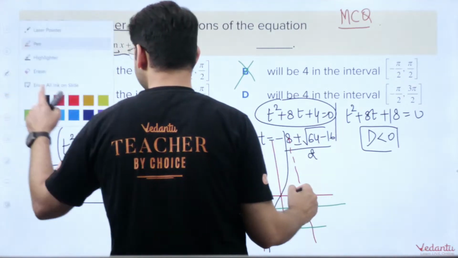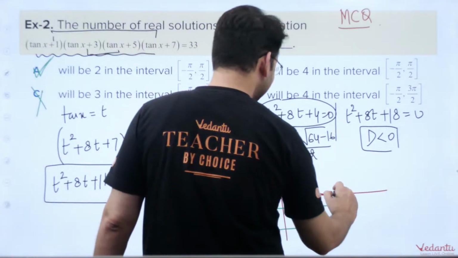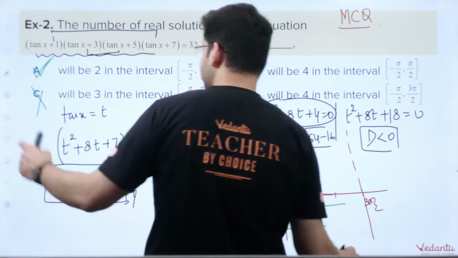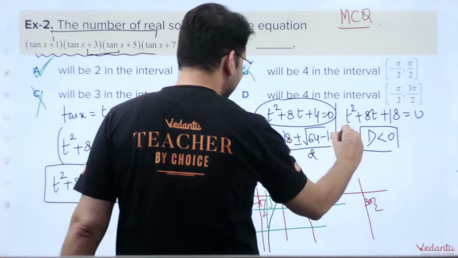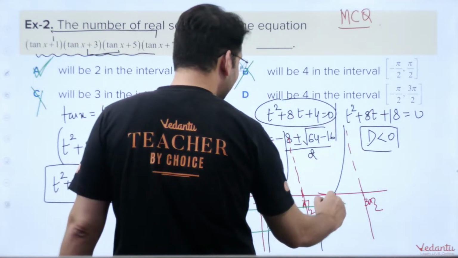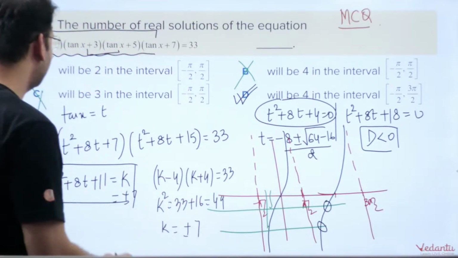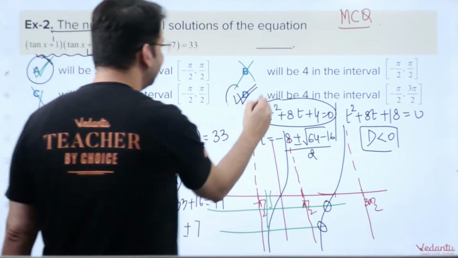Now if I extend this graph, this is going to be pi, this is going to be 3 pi by 2. So after 3 pi by 2, there is going to be one more curve of tan x. So there are going to be two more solutions. So there are going to be 4 solutions in minus pi by 2 to 3 pi by 2. So A and D are going to be correct options.